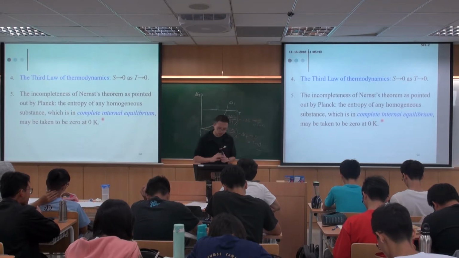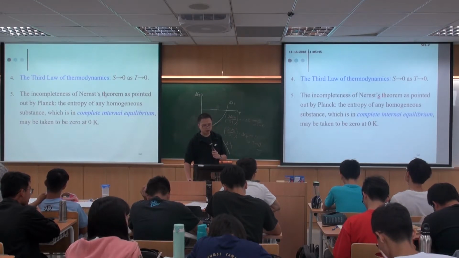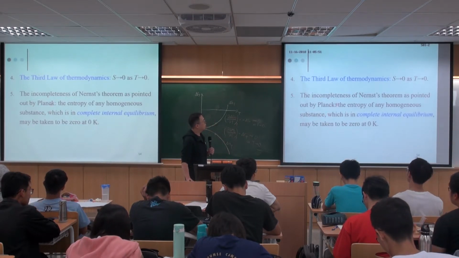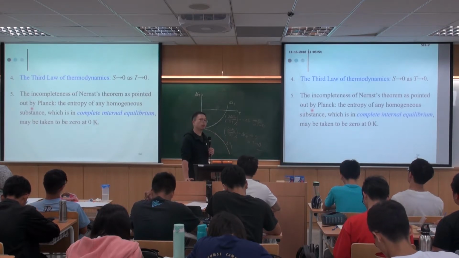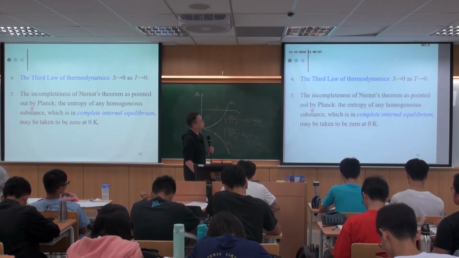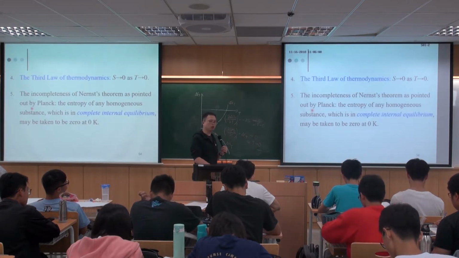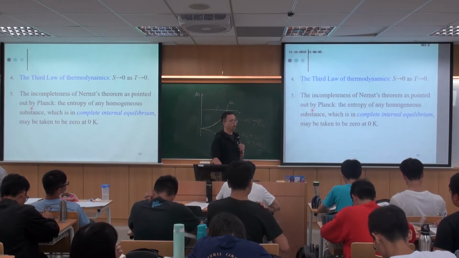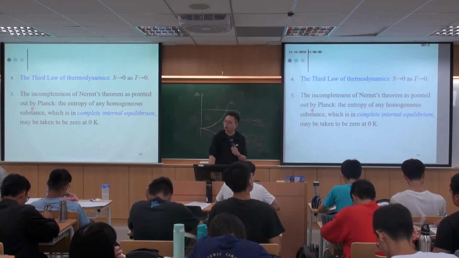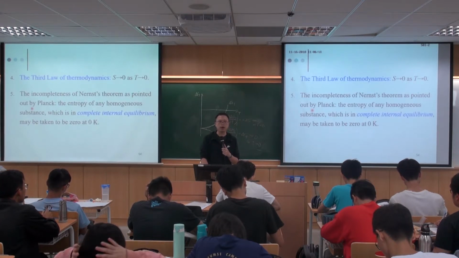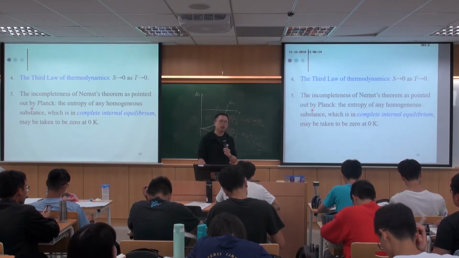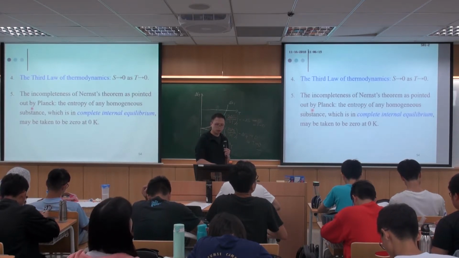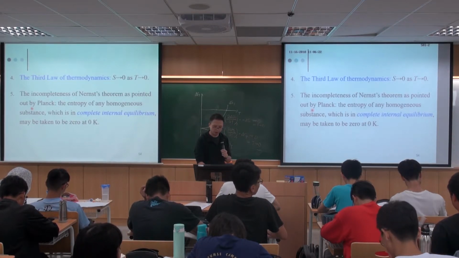But this is incomplete. The incompleteness of Nernst's theorem has been pointed out by Planck. So Planck suggested that only the homogeneous substance can have this kind of condition. Because imagine that your materials have some dislocation or defects or vacancies in it. Even when you cool down to 0 temperature, those defects will still be trapped in your material, right? And as long as you have some defects, there will always be some randomness. Therefore, the entropy is impossible to be 0 at 0 Kelvin.